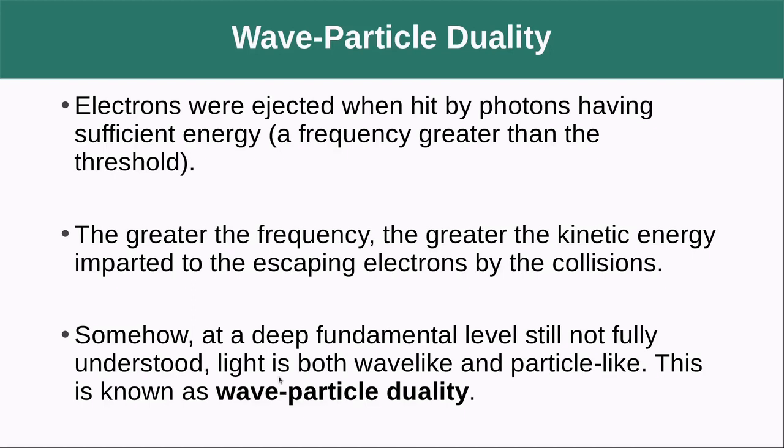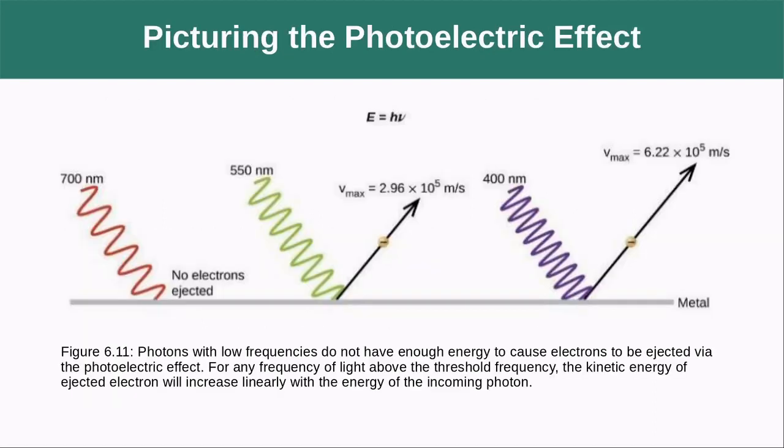So, what is the photoelectric effect? Electrons are ejected when they're hit by photons having sufficient energy. The greater the frequency, the greater the kinetic energy imparted to the escaping electrons by the collision. Somehow, at a fundamental level, still not fully understood, light is both wave-like and particle-like. This is known as the wave-particle duality. So let's picture that for a second.